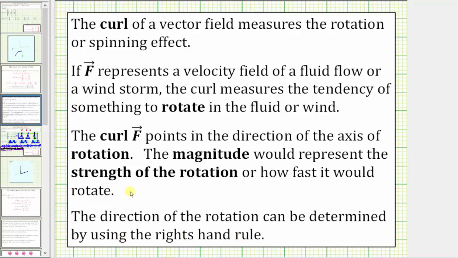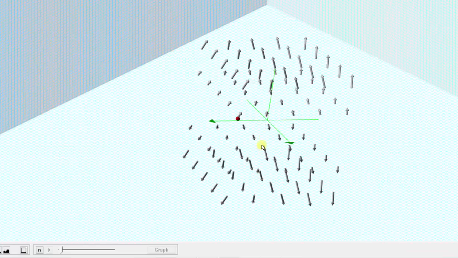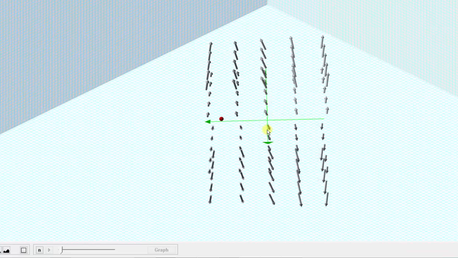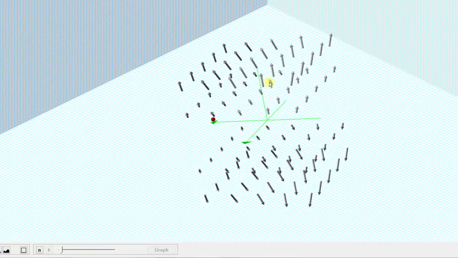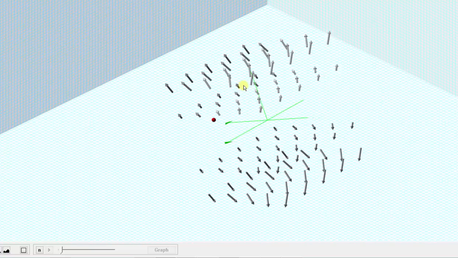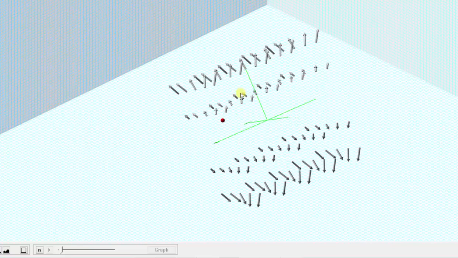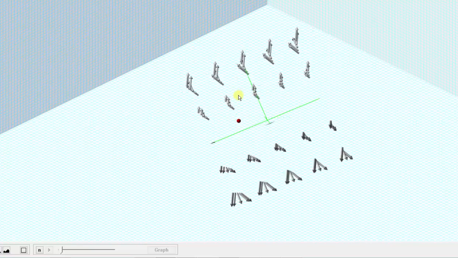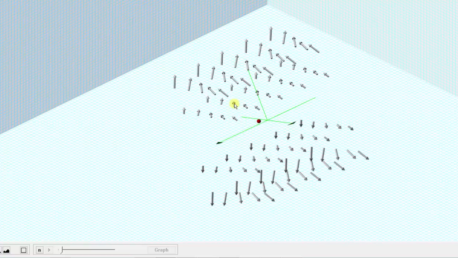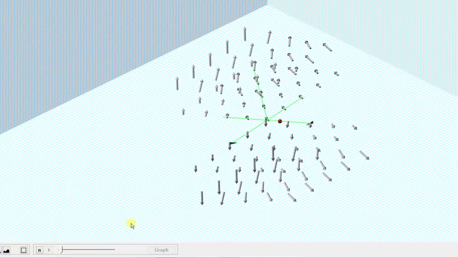Let's look at the graph of the vector field f as well as the graph of the curl of f. So here's the graph of the vector field f. So if we think of this as a velocity field, these gray vectors represent the direction and how fast the flow of the fluid or the wind would be moving. And now let's look at the curl of F.